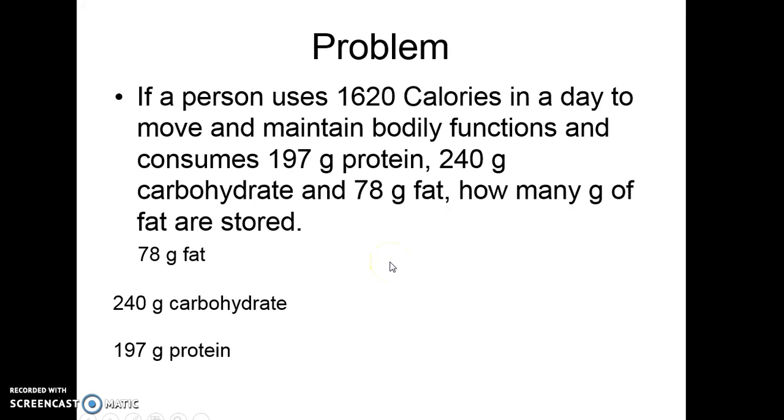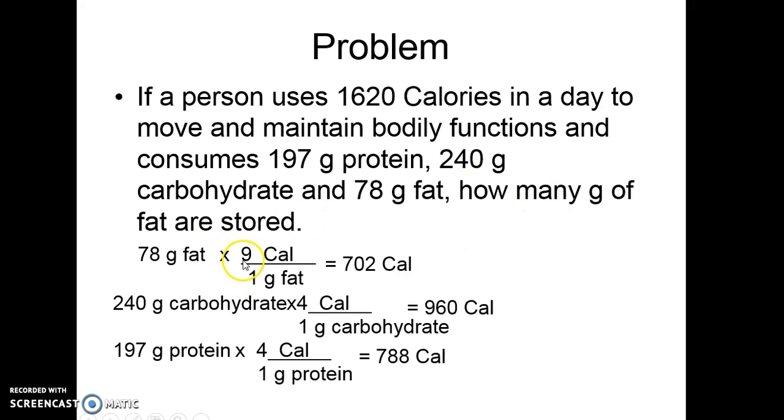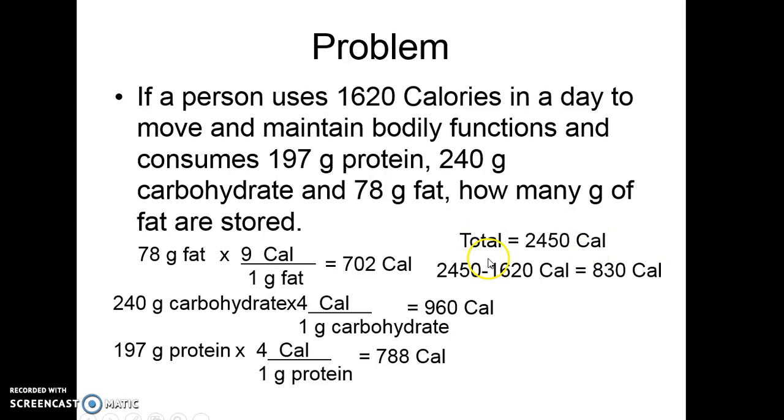You do the conversion to calories, and you see that 1 gram of fat gives you 9 calories, and the protein and carbohydrate are both 4 calories apiece. Now that's a total number of calories that the person has consumed in their food. So what is this? This is 2,450 total calories. How many calories did they use moving around and maintaining bodily functions?